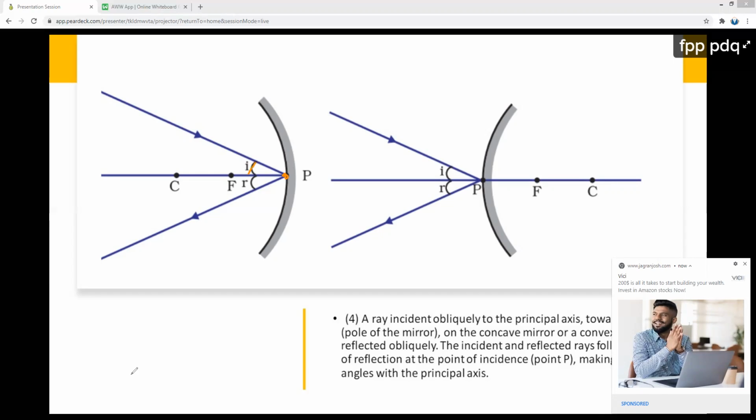There's an ad on your screen, I guess. Oh yeah, one second.